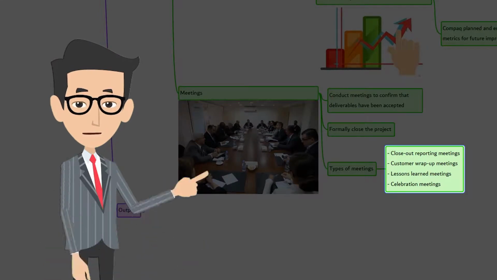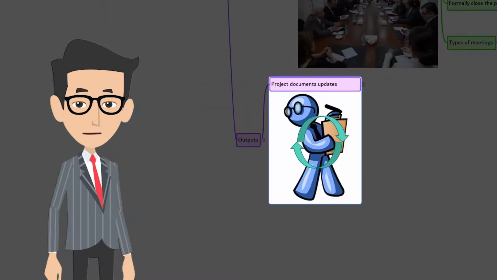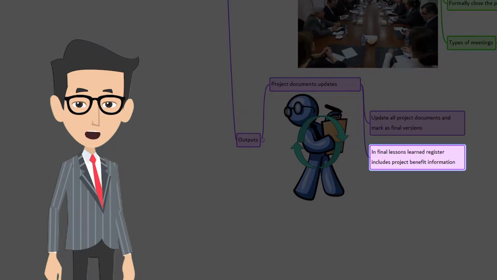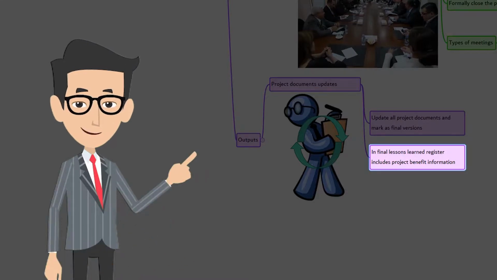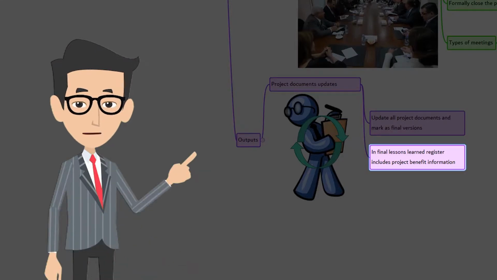That's about the tools and technique. Let's jump into the outputs. First, project documents updates. All project documents may be updated and marked as final version as a result of project closure. The final lessons learned register may include information on benefits management, accuracy of business case, project and development lifecycle, risk and issue management, stakeholder engagement, and other project management process.